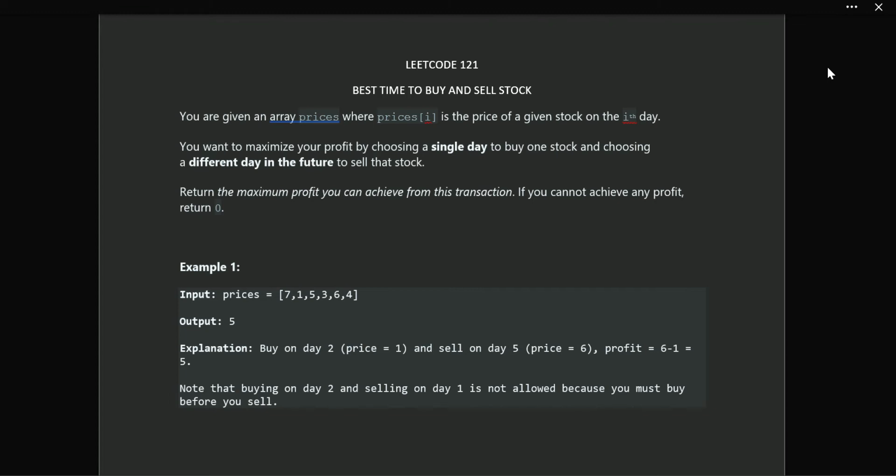Today we're tackling Leetcode 121, Best Time to Buy and Sell Stock. Let's dive right into it.